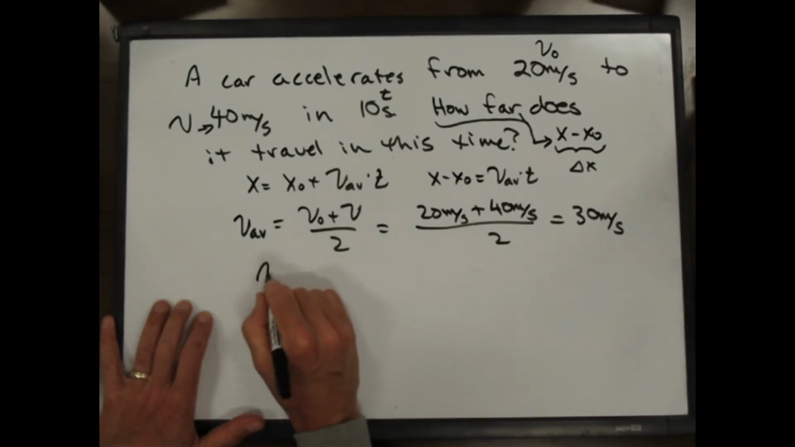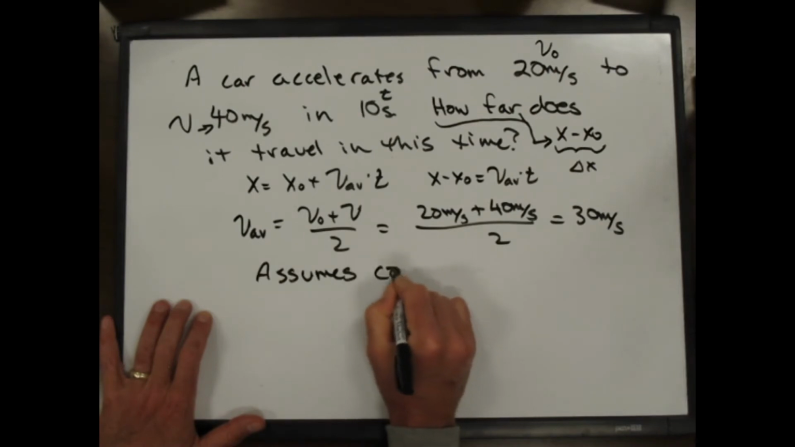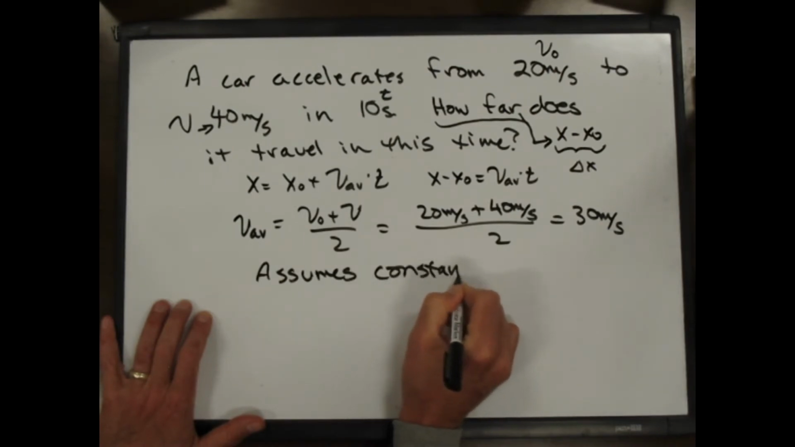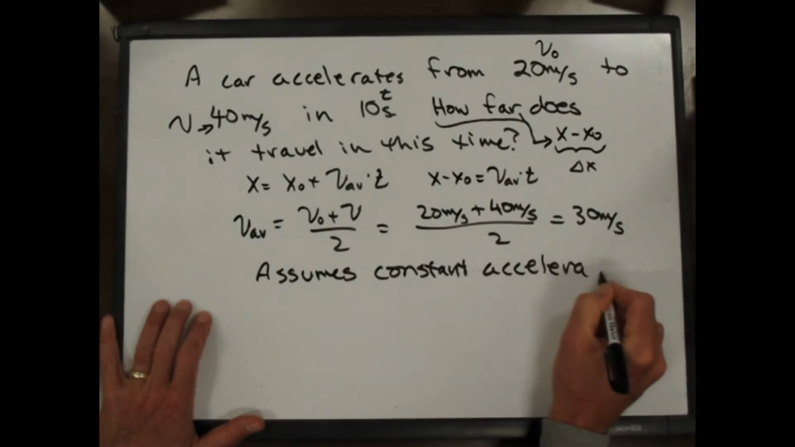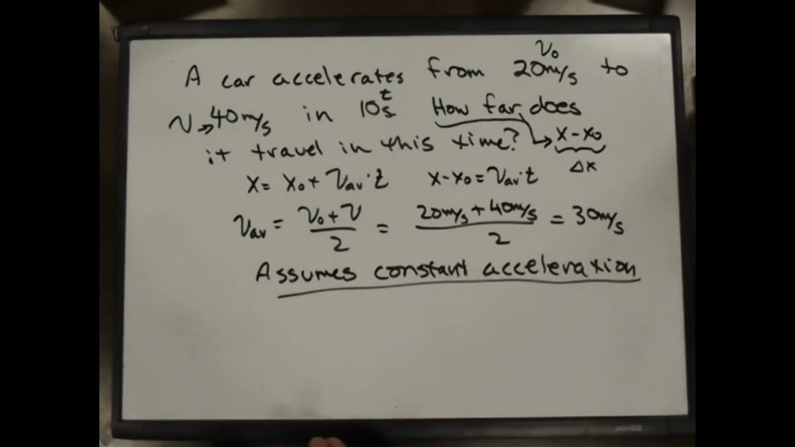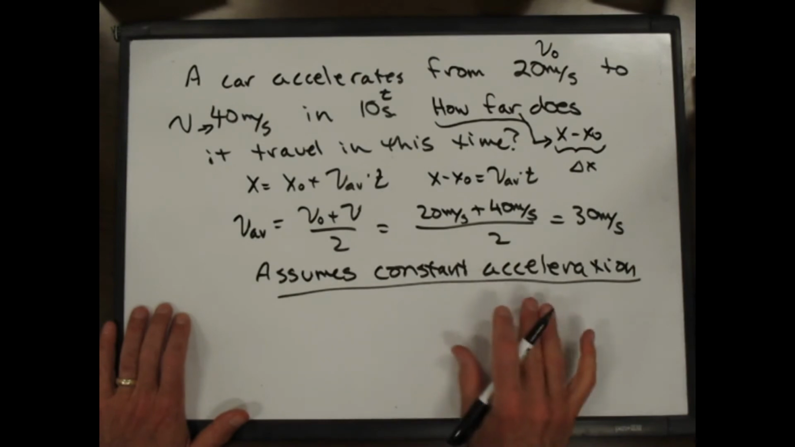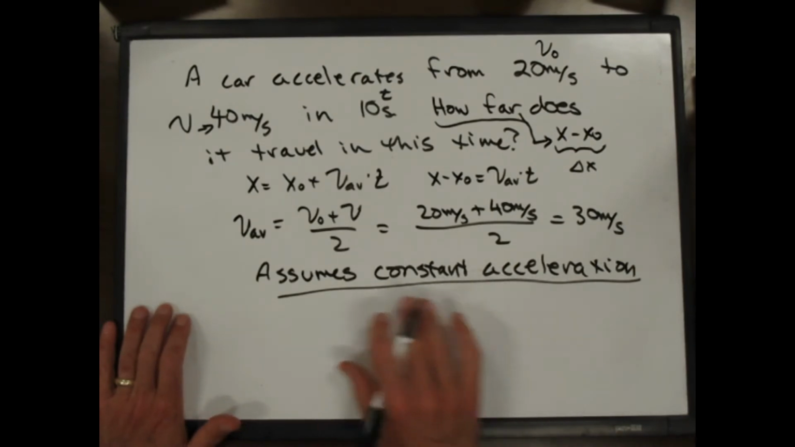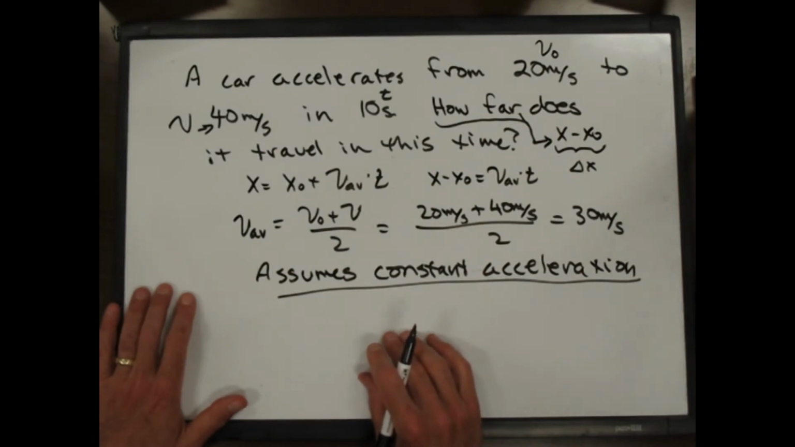The key here is this assumes constant acceleration, which we'll be doing most of the time in this course. There are a few times later in the semester where we'll allow the acceleration to not be constant, but this is a really good approximation for most things like cars and bicycles and things that are falling and that sort of thing.